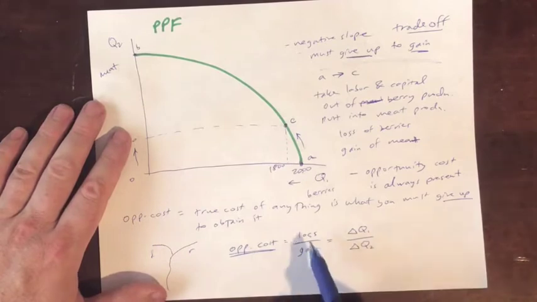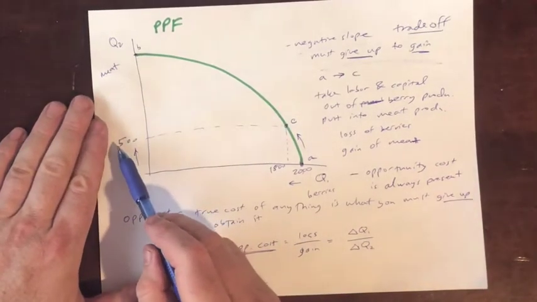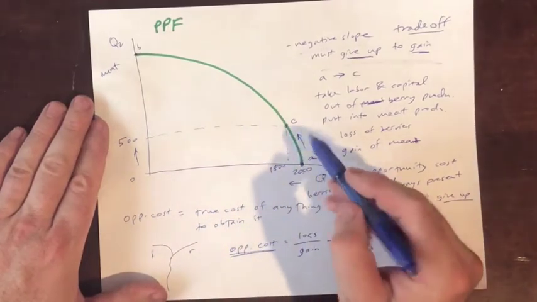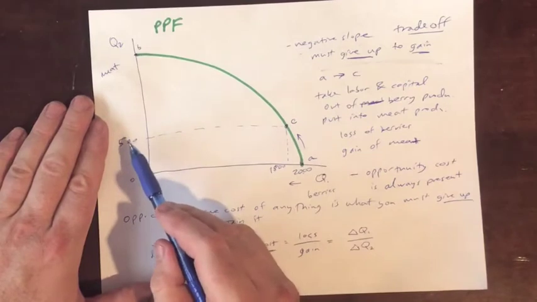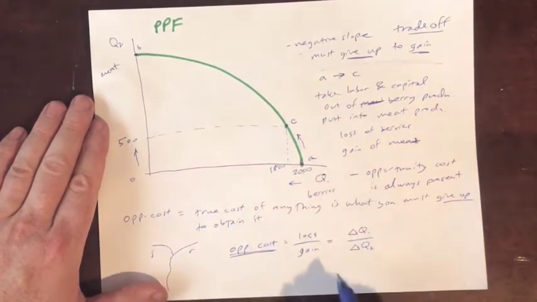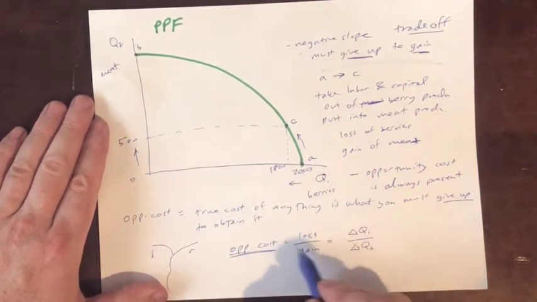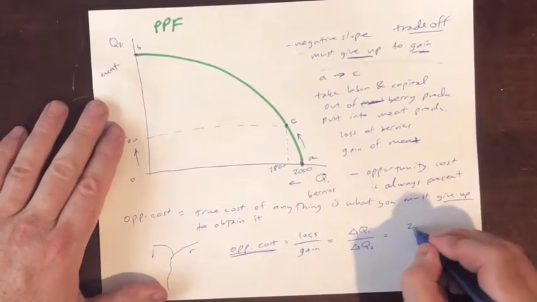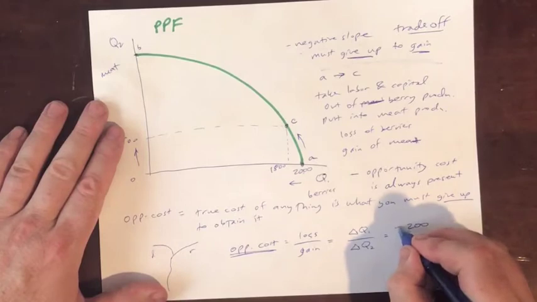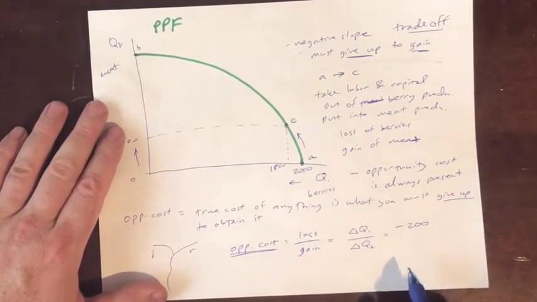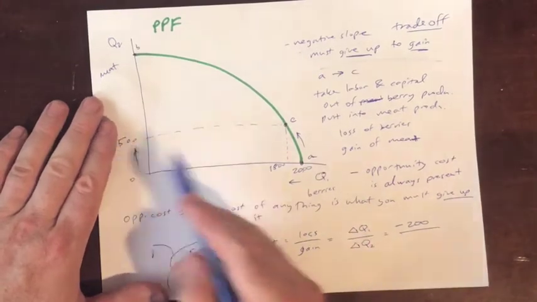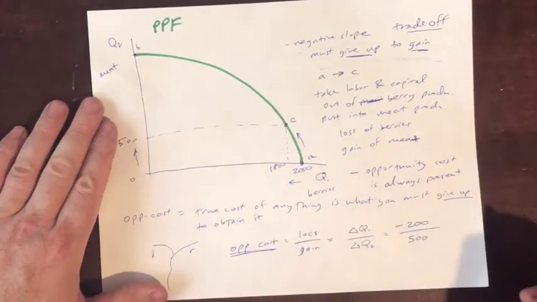Now, opportunity cost is always the loss over the gain. So if we were going the other direction, from C to A, it would be the change in good 2 over the change in good 1. So in other words, we're always going to put the loss on top. In this example, the loss is 200. We're just going to put a little negative sign in front of that to indicate that it's a loss. The gain is 500.